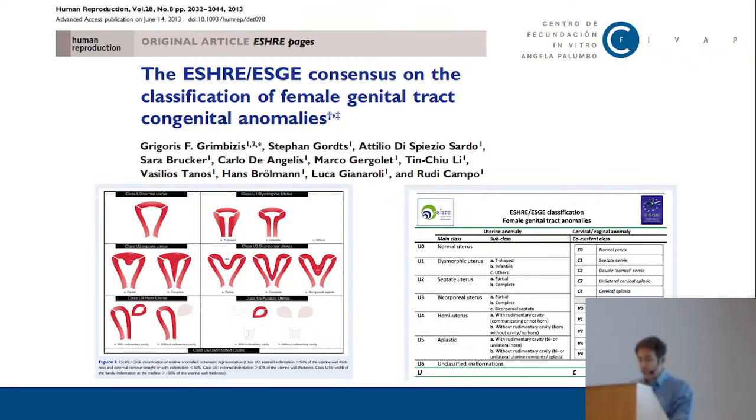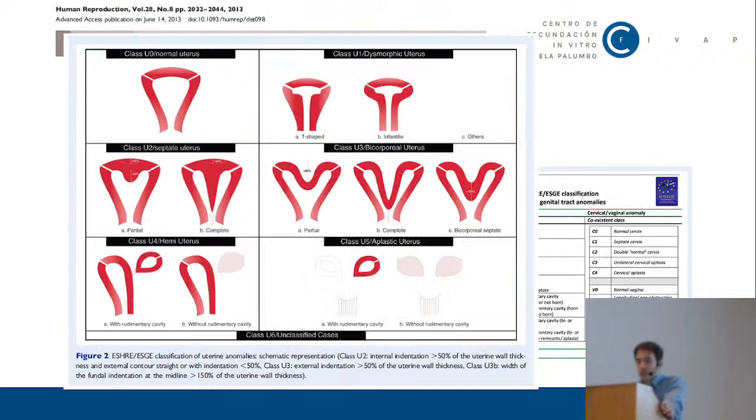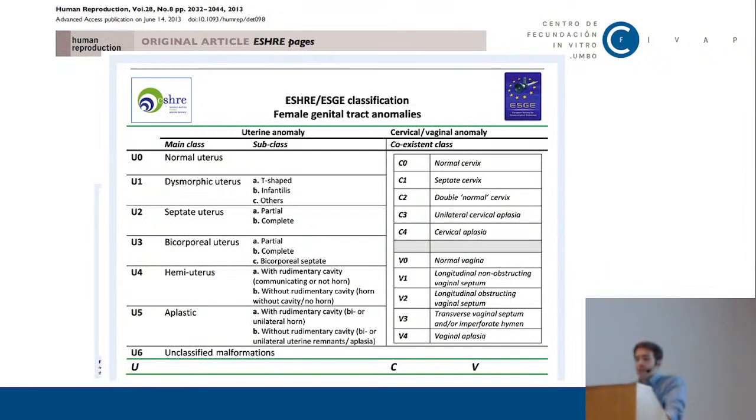In this classification, we can see the normal uterus, the dysmorphic uterus, T-shaped and arcuate uterus, the septate uterus, the bicorporeal uterus, the unicornuate uterus, the aplastic uterus, and the unclassified classes. And in the extra classification, they have a separate classification for the cervix, normal cervix, septate cervix, double cervix, and another part for vaginal malformations.